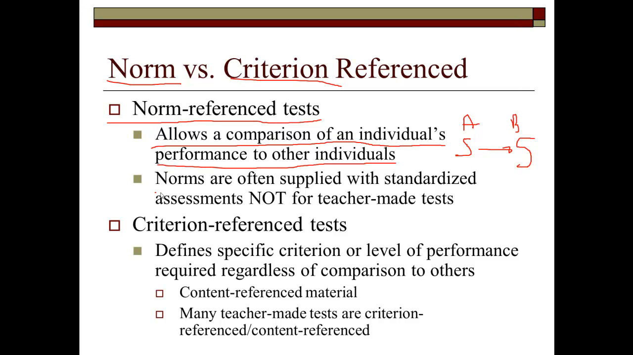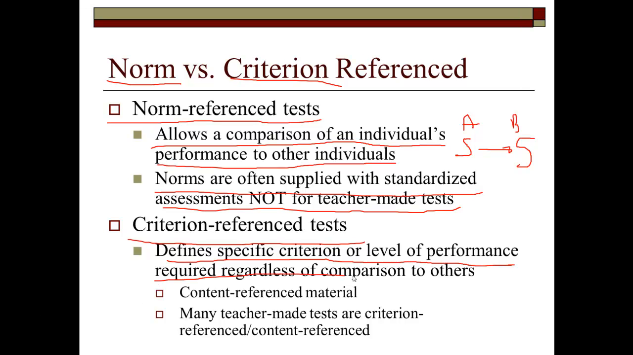And these norms are often supplied with standardized assessments, but they're not really for teacher-made tests. Because of the commercial nature of that, we know whether a student's in a certain percentile based on the level of achievement that they made on that test. Now, criterion reference tests are a little different. They define specific criteria or level of performance required regardless of comparison to others.